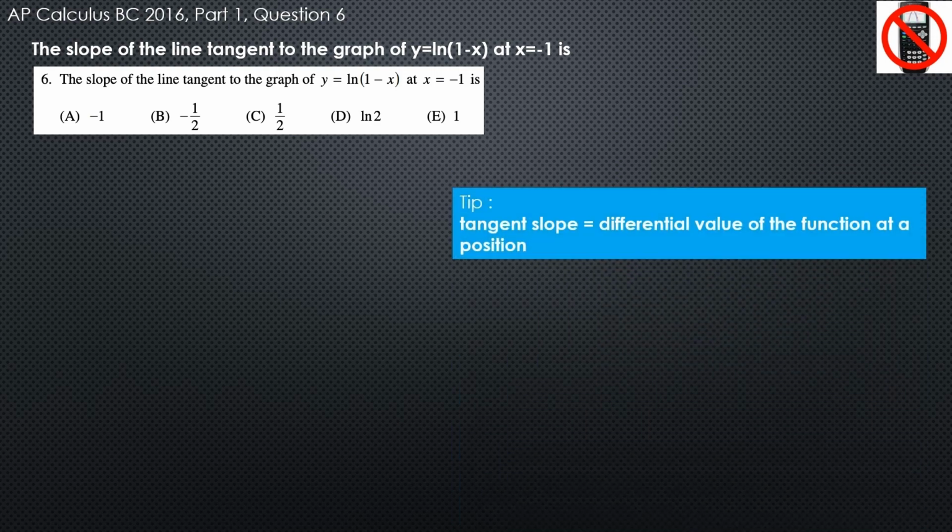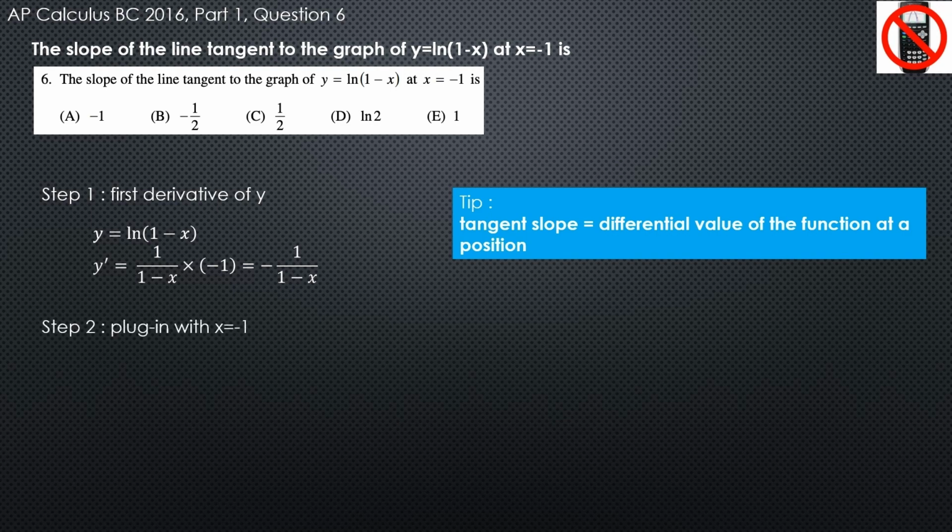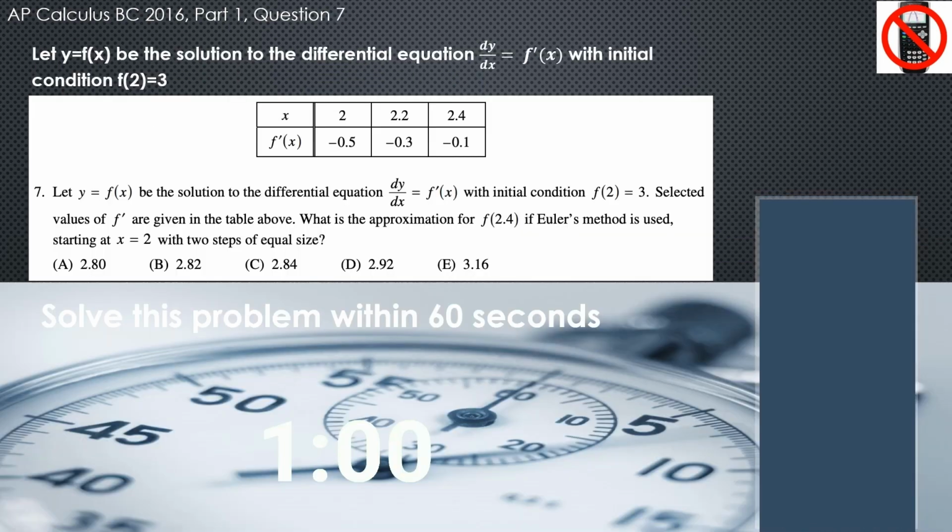Solve this problem within 60 seconds. The tangent slope is the derivative value of the function at a position. Step 1. Derivative of y. Step 2. Plug in x = -1. The answer is B.